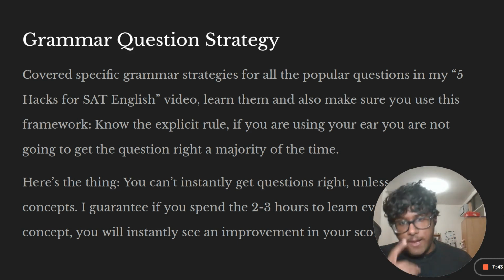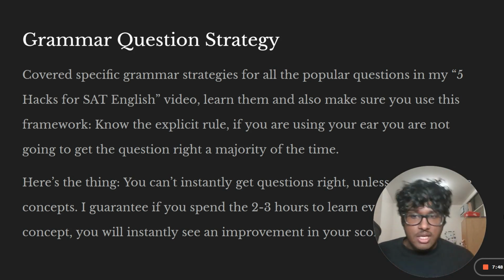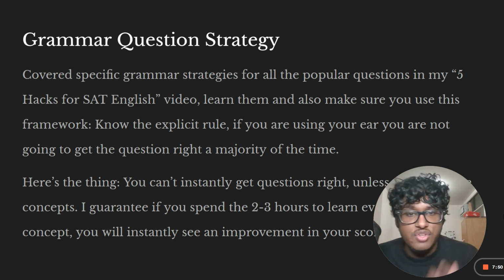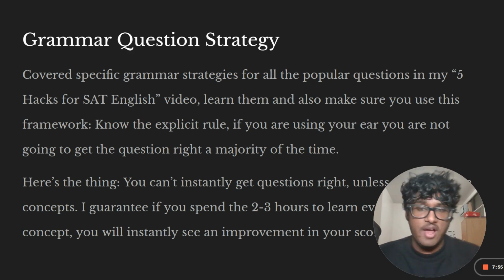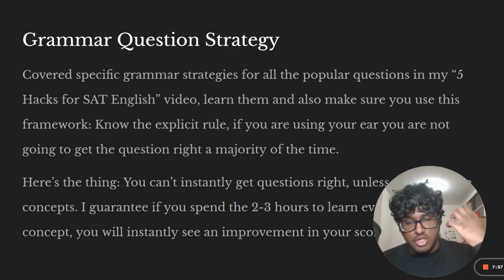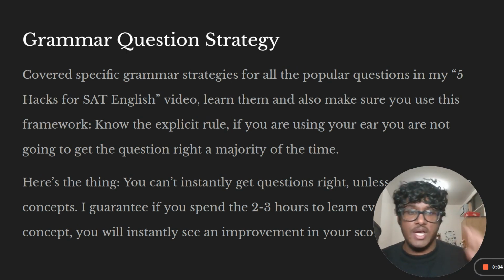But here's the main idea. There's nothing I can really give you that's going to instantly improve your score, except if you know the explicit rule or concept. So just follow this framework for every single grammar strategy question. Know the explicit rule. If you're using your ear, as in you're speaking it to yourself, trying to sound it out and see if it sounds right, that's wrong. You're not going to get the question right if you're just sounding it out and not applying the rule. You need to fully know the rule and then be able to apply it. And that's how you get it right almost all the time, 90% plus.